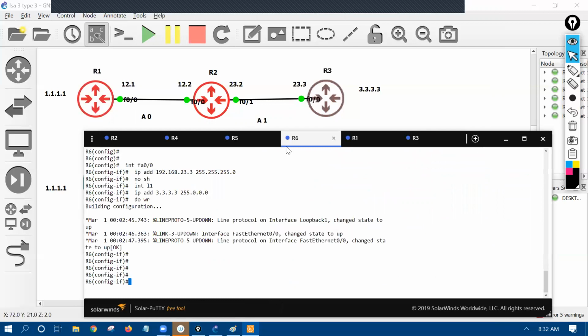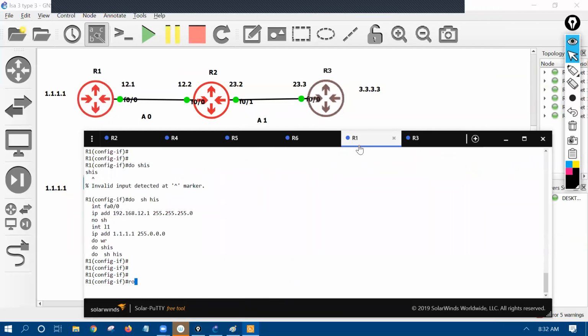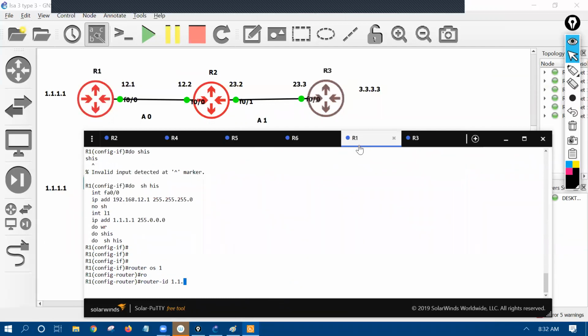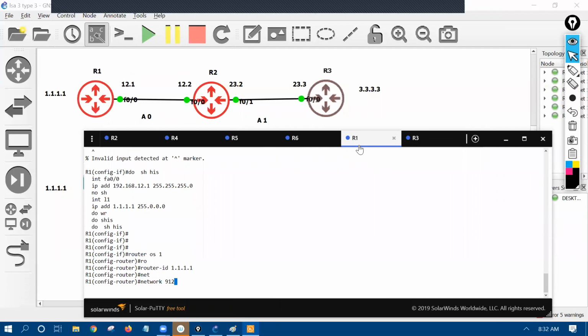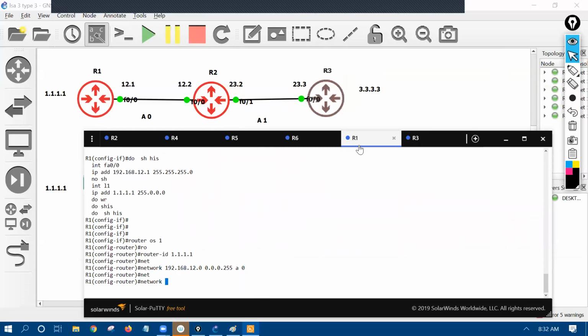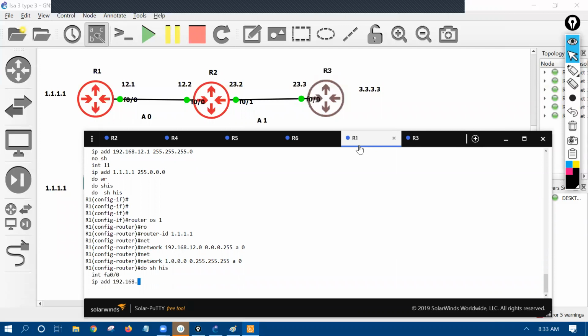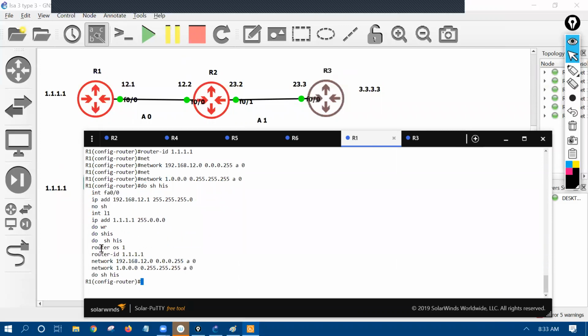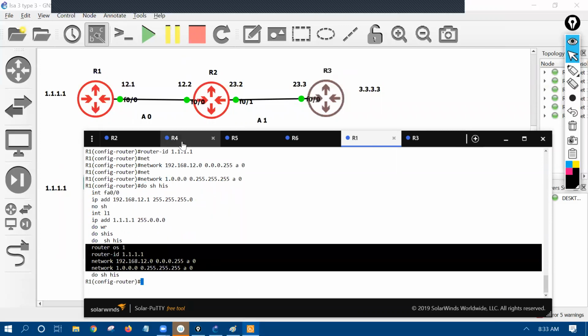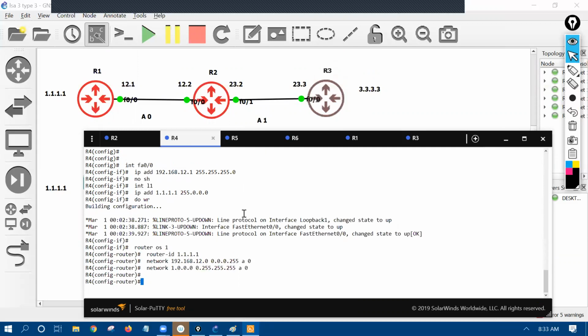I'm just going to start from the R1 router. On R1, we need to put the command router ospf 1. Router ID will be 1.1.1.1. Network 12.0, area 0. Network, area 0. And do show history. Copy. On R4, the same thing will happen.